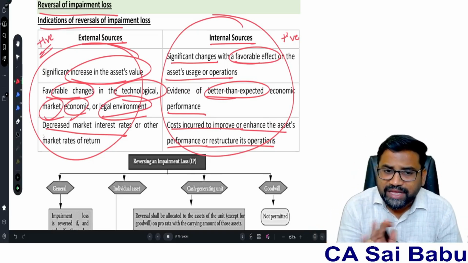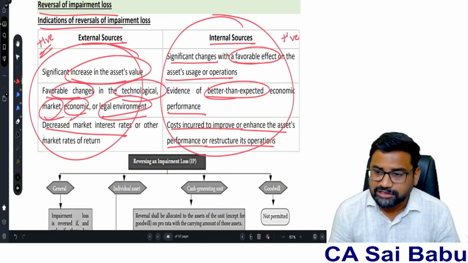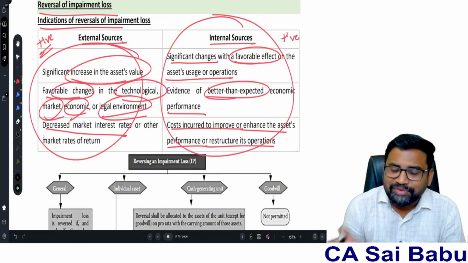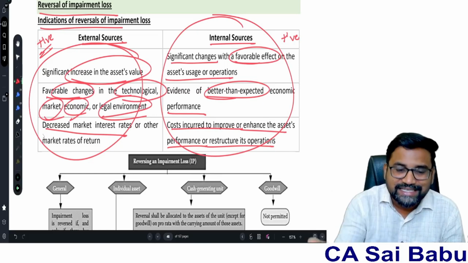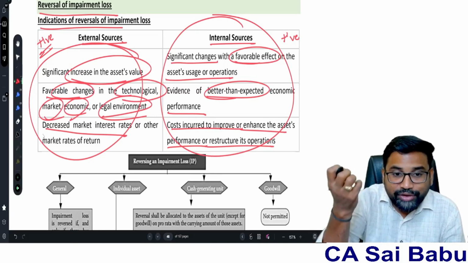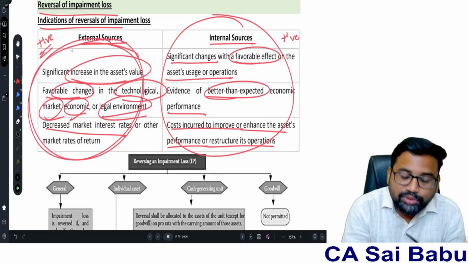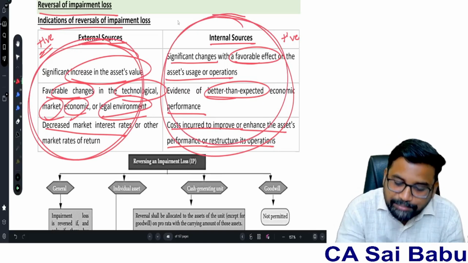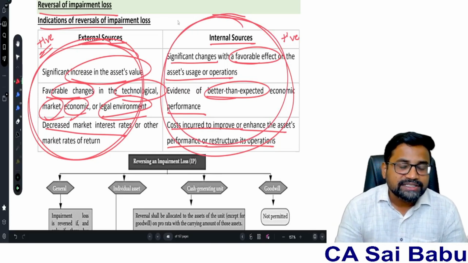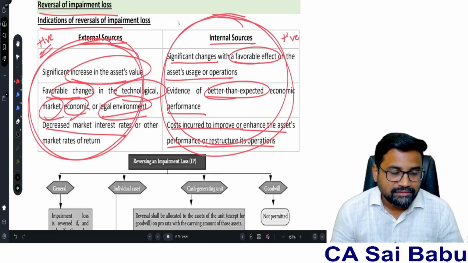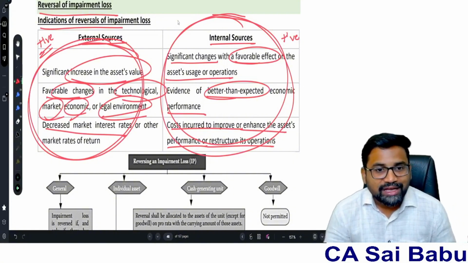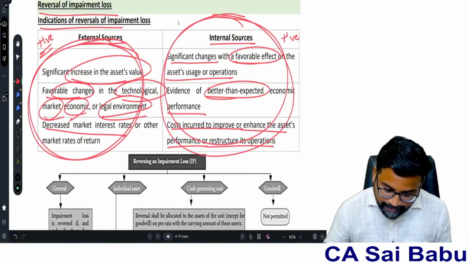Simply by passage of time, you cannot book reversal of impairment loss. When you want to book the reversal of impairment loss, again you need to increase the asset value. Previously, you reduced the asset value because of its impairment. The situations must be improved. The positive things must appear. The internal and external sources must appear again. Then you can look for the reversal of impairment loss.